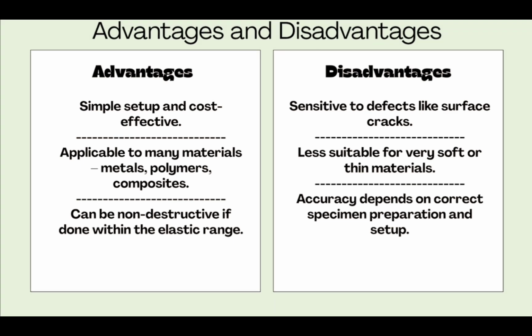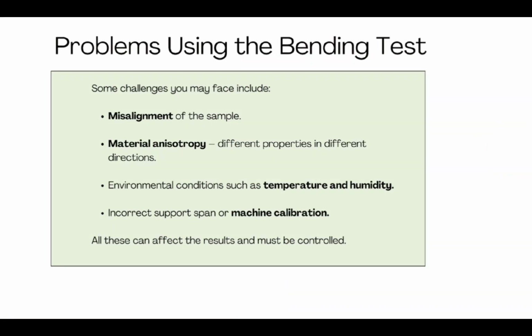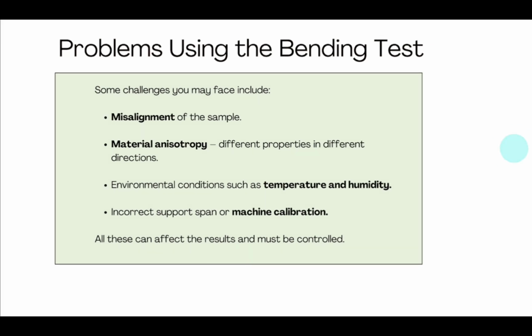On the next slide, the problems faced using the bending test. Some challenges we may face include the misalignment of the sample. Secondly, material anisotropy, which means different properties in different directions, and environmental conditions such as temperature and humidity. Last but not least, incorrect support span or machine calibration. All this can affect the results and must be controlled and monitored.